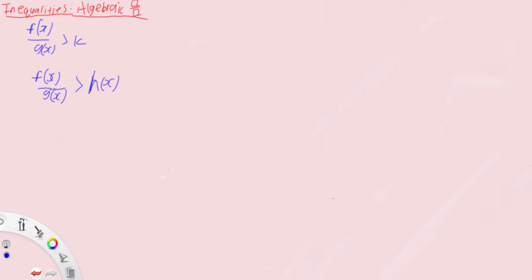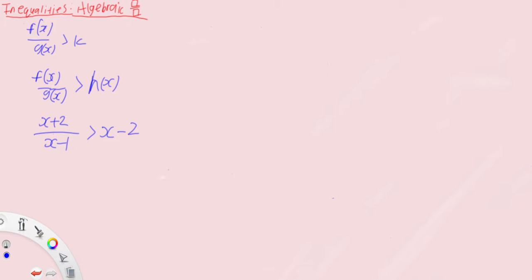So let's just look at one example first. Let's say f(x) over g(x) bigger than h(x). So let's say we have (x plus 2) over (x minus 1) bigger than x minus 2. Same thing as before, we cannot just cross multiply because you don't know whether x minus 1 is positive or not, or worst case 0.